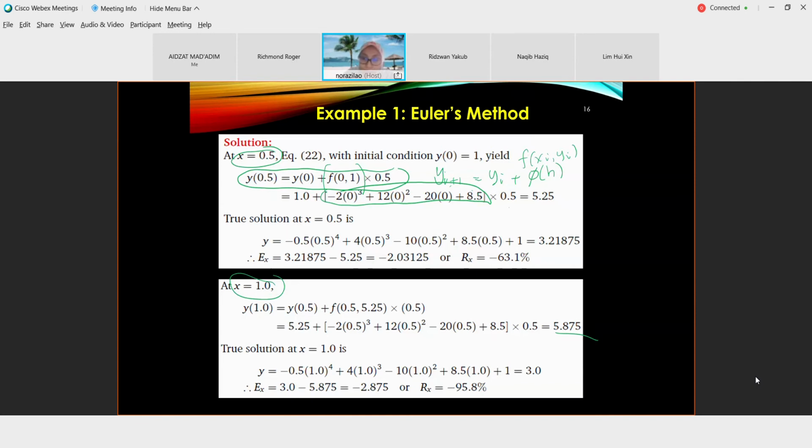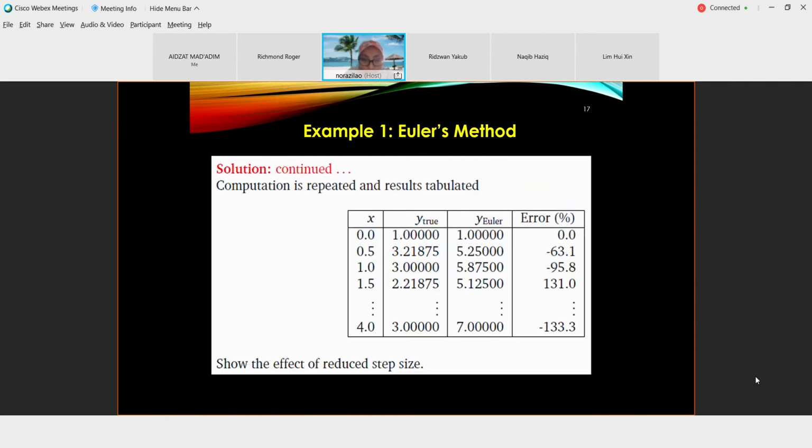Okay, and then you repeat again for 1.5, 2, 2.5, 3, 3.5, and 4. Then you complete all the y values. You always need to understand that what you calculate and what you repeat is for the Euler method. So put here as Euler method.